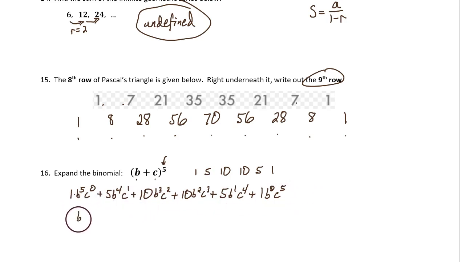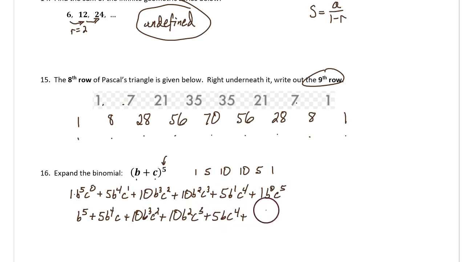So this is b to the 5th power, then 5b to the 4th c, then 10b cubed c squared, 10b squared c cubed, 5bc to the 4th, and then c to the 5th.